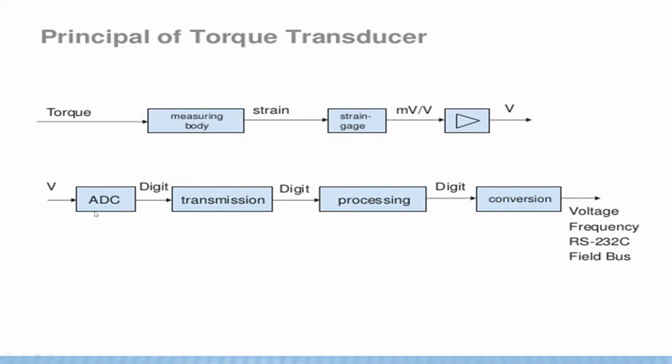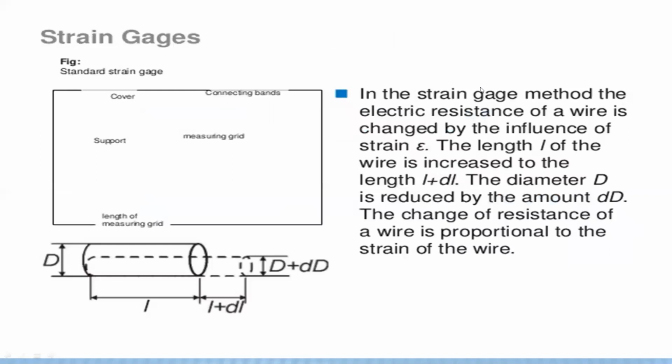Then that voltage is passed through the ADC, that is the digital transmission system, and the processing and the conversion. Finally, you can get voltage, frequency, resistance, that is the RS232C field bus. So that voltage output is calculated based upon these digital conditions. We can calculate finally the conversion of that output, that is, we get voltage frequency. From that voltage frequency we can calculate the torque by using this torque transducer. Okay, and strain gauges.